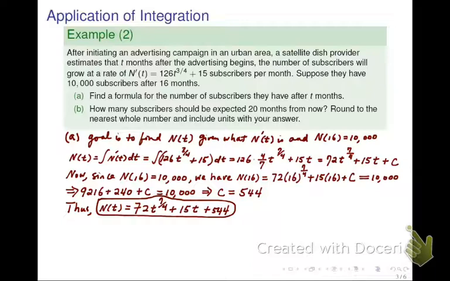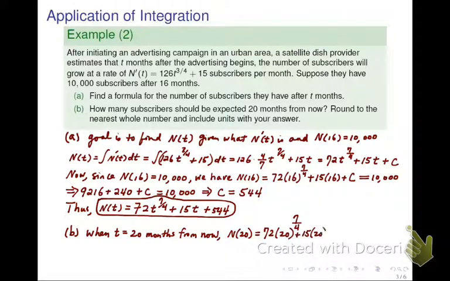For part B, it's basically asking you to use the formula you found from part A, but evaluate it at t equals 20. We're looking for n when t is equal to 20. So this is a simple plug in. Wherever you see a t, you can plug in 20 for it. So we get 72 times quantity 20 raised to the 7/4 plus 15 times 20 plus 544. Altogether, do this on your calculator, you get 144,163 subscribers. Remember to put the units at the end of your answer all the time.